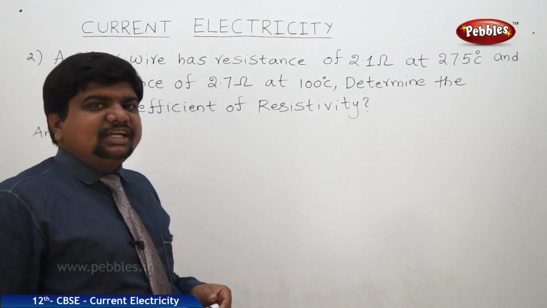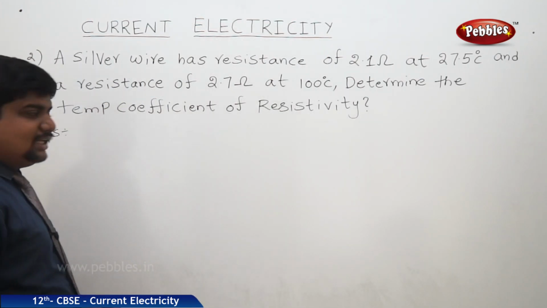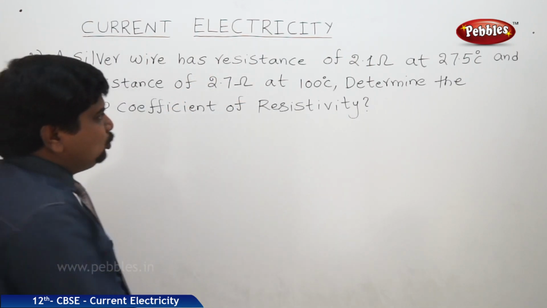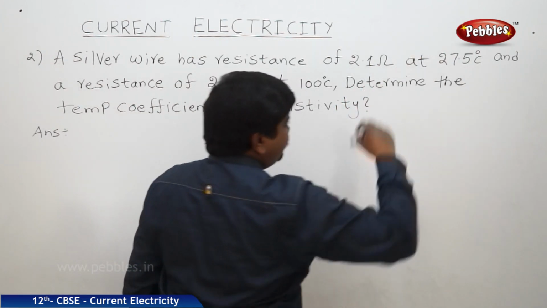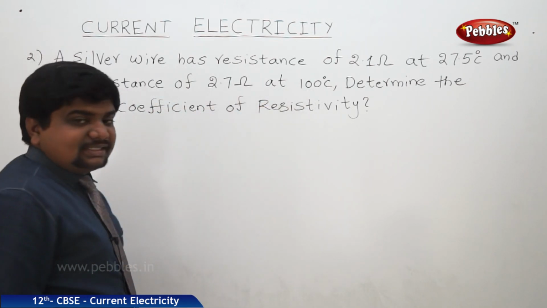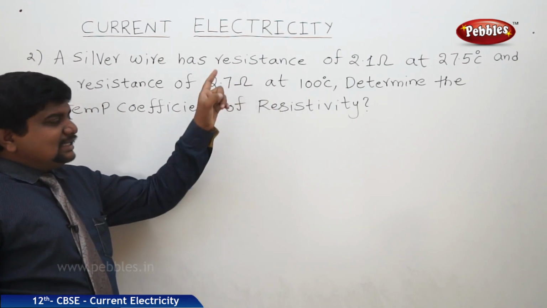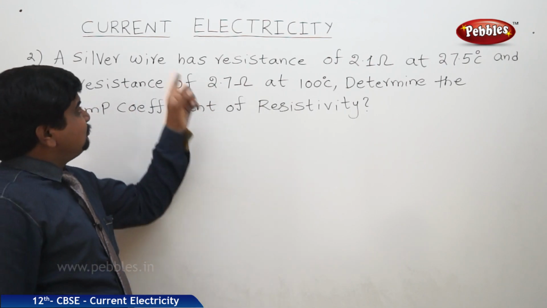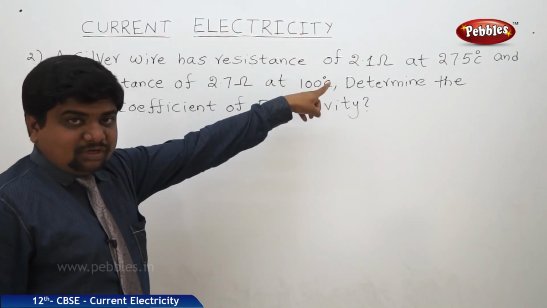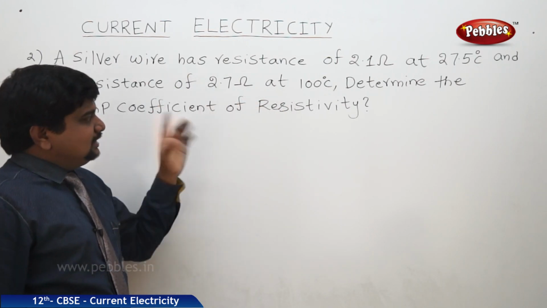Now you will see one problem which relates to the temperature coefficient of resistivity, nothing but alpha. The problem is like this. A silver wire has a resistance of 2.1 ohms at 27.5 degrees Celsius and a resistance of 2.7 ohms at 100 degrees Celsius. Determine the temperature coefficient of resistivity. He is comparing the resistance of a single common wire which is made up of silver at two different temperatures. At 27.5 it is 2.1 ohms. At 100 degrees Celsius it is 2.7 ohms. Now he is asking what is alpha.